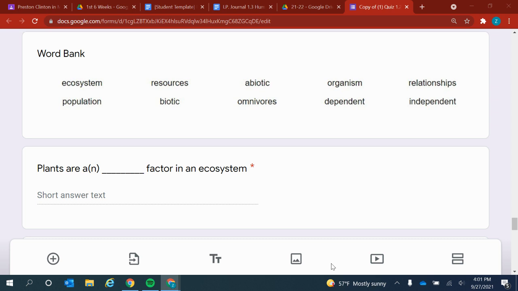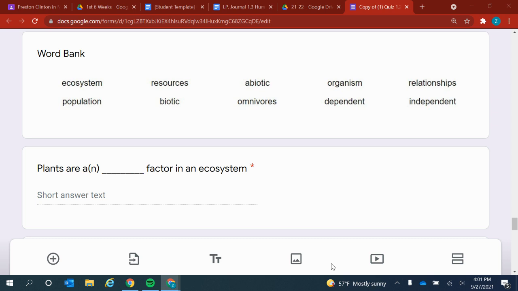Well, they can't be an ecosystem factor in an ecosystem. That doesn't make sense. Plants are a resource factor in an ecosystem. That could be true. Certain animals would eat plants, and so therefore they could be a food factor in an ecosystem. But you have to think about whether or not we've ever used that terminology before. Have we ever said the word a food factor or a resource factor?